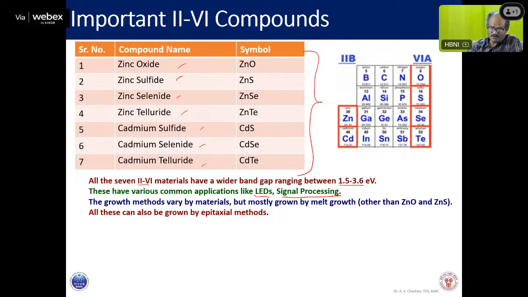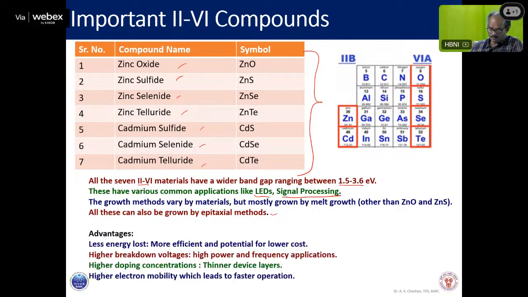The growth methods vary by materials, but they are mostly grown by melt growth. Zinc oxide and zinc sulfide, it is not possible to grow by the melt method, but others can be grown by the melt method, mostly the Bridgman technique, the Bridgman crystal growth technique. The crystal growth methods we will see in tomorrow's lecture. So all these can also be grown by epitaxial methods. That also we will see, what epitaxial methods are, in brief.